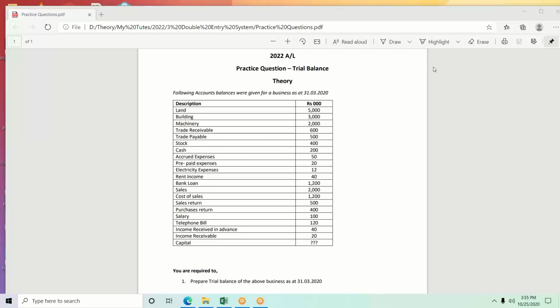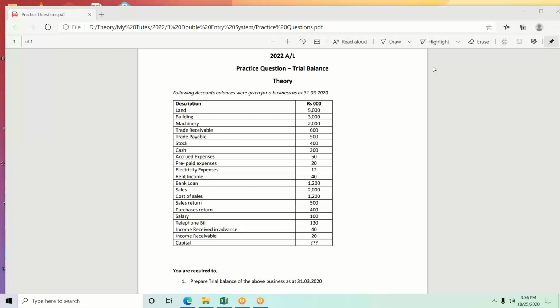So you can go through this video and get some understanding about the trial balance, but keep in mind, as a separate session, we are going to do the trial balance in detail, right? So this is just a practice question to refresh your knowledge on the trial balance, right?